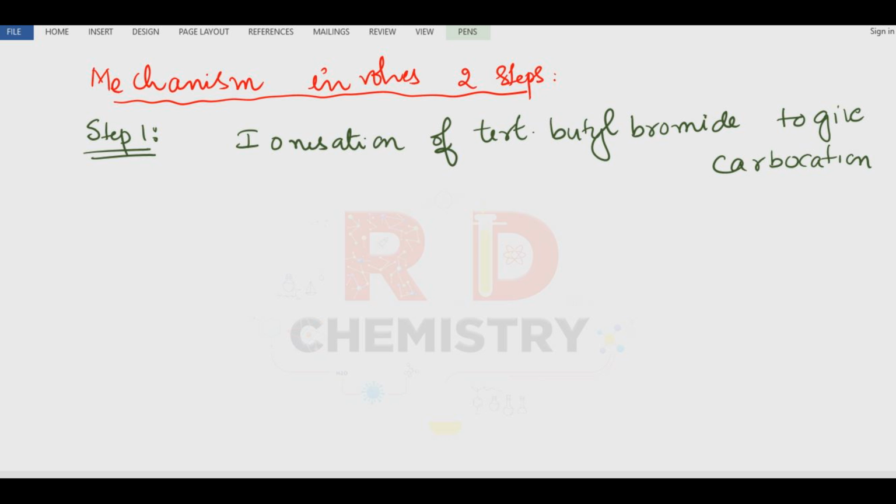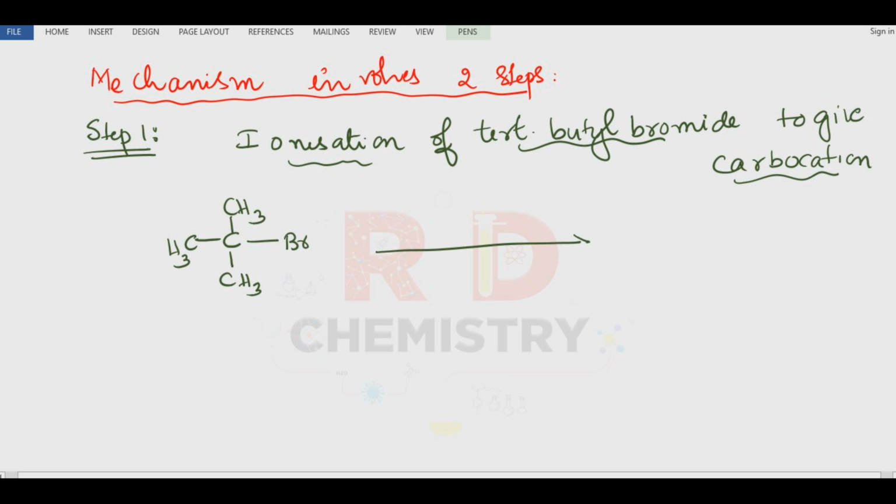This mechanism involves 2 steps. In the first step, ionization of tertiary butyl bromide gives a carbocation. So let me write the structure of tertiary butyl bromide. Carbon attached to the Br, and this carbon is a tertiary carbon atom. So this is the structure of tertiary butyl bromide. Now what will happen? There is no backside attack, there is no front side attack. But now what will happen?